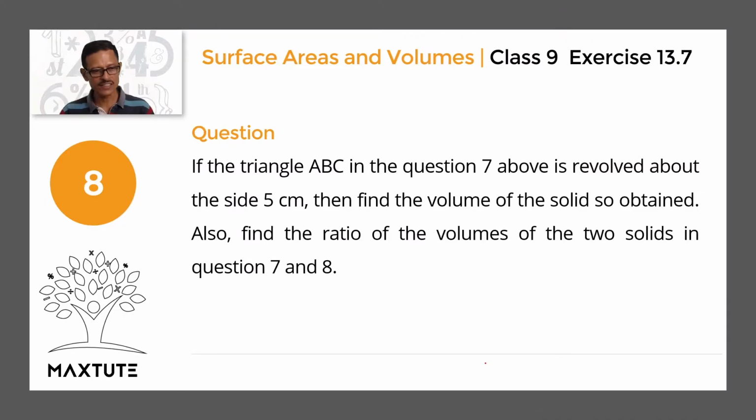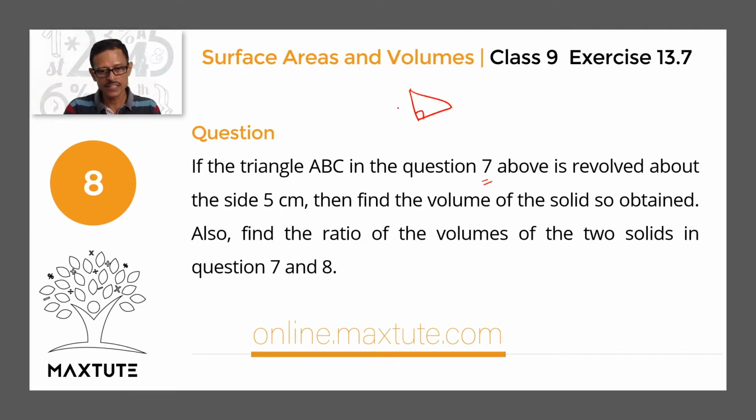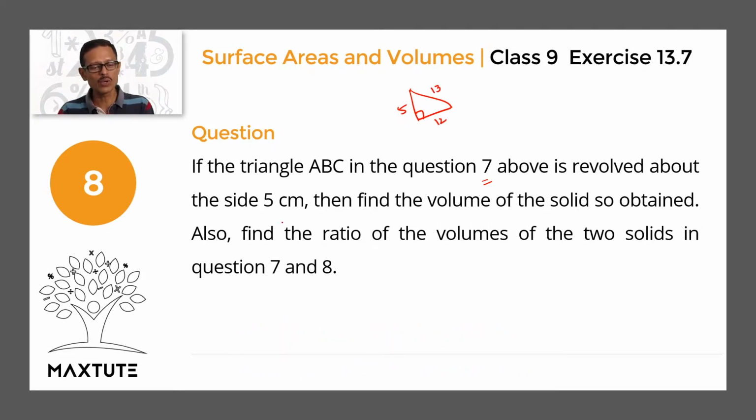So move to the second question. The eighth question picks the same data that we had in question number 7. If the triangle ABC in question 7, the triangle is a right triangle, the measures of its sides were 5, 12 and 13, is now revolved about the side measuring 5 centimeters. In question 7, we revolved it about the side measuring 12. Here we are revolving it about the side measuring 5 units. Then find the volume of the solid so obtained.